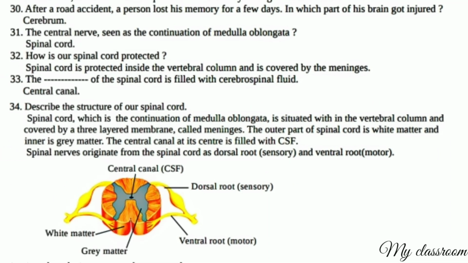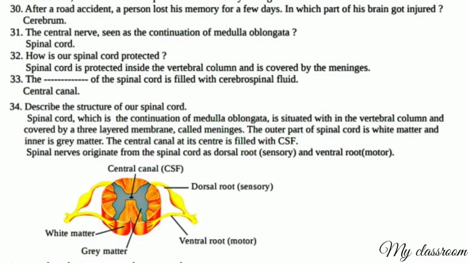After a road accident, a person lost his memory for a few days. Which part of his brain got injured? Cerebrum. The central nerve seat, as the continuation of medulla oblongata, is called spinal cord. How is our spinal cord protected? Spinal cord is protected inside the vertebral column and it is covered by the meninges.